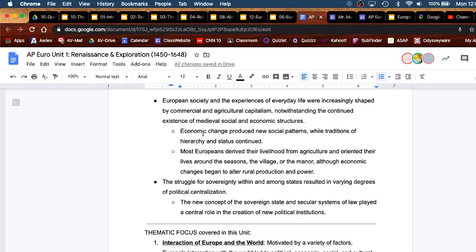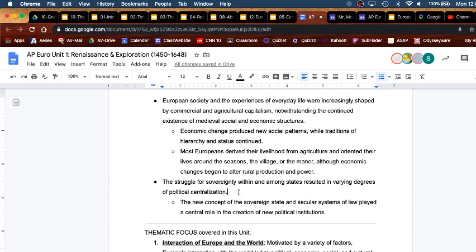Economic change produced new social patterns, while traditions of hierarchy and status continued. Most Europeans derived their livelihood from agriculture and oriented their lives around the seasons, the village or the manor, although economic changes began to alter rural production and power.